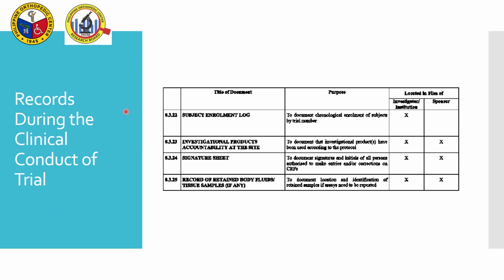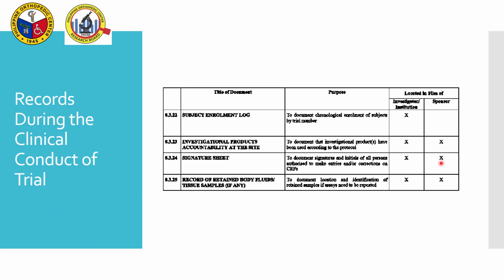Next is the signature sheet. It is a vital validation tool. It documents the signatures and initials of all personnel authorized to make entries or corrections on case report forms, or the CRFs. This ensures that every piece of data can be traced back to an authorized individual, preventing unauthorized data entry. Like the IP, or the investigational products, this must be held by both the investigator and the sponsor.